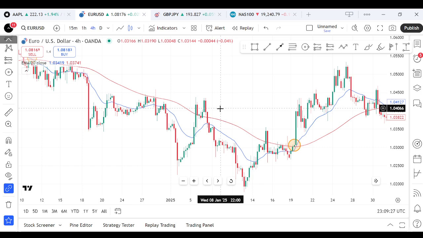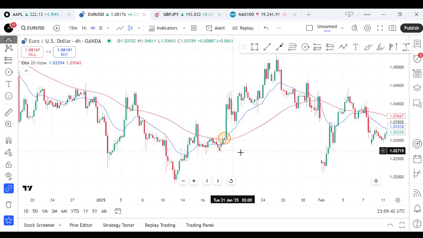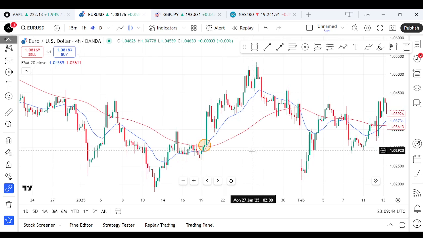So another pitfall is ignoring risk management. Placing trades without setting stop loss levels near the EMAs can expose you to significant losses if the market moves against you. So always define your risk tolerance and stick to it. Do not go above or beyond it. So that is that for this video.